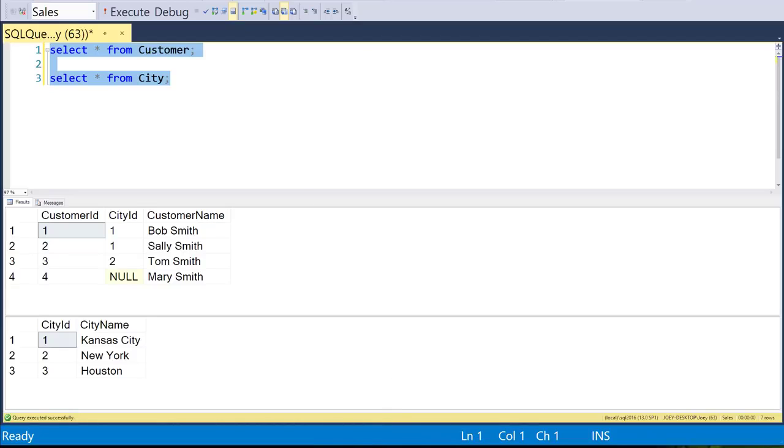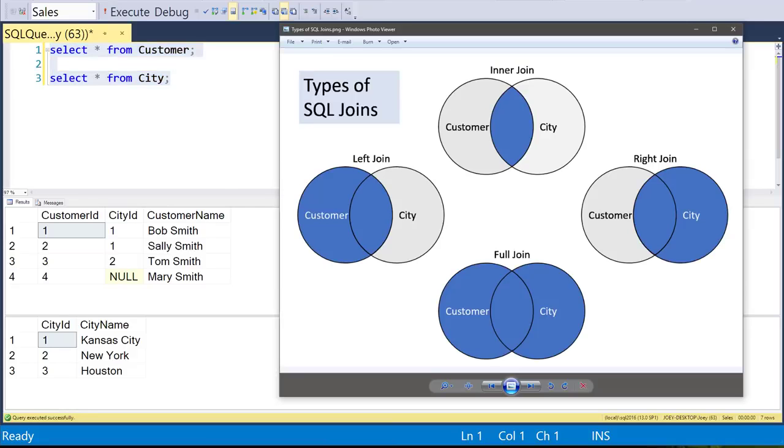So today what we're going to talk about first is the inner join. So if I pull this up, what we have here in these Venn diagrams is we have a customer table, and it's this circle on the left, and we have the city table, and it's a circle on the right. Now on the inner join, we're going to get only the stuff that's in both tables, so the stuff that matches in both. And so what do I mean by that?